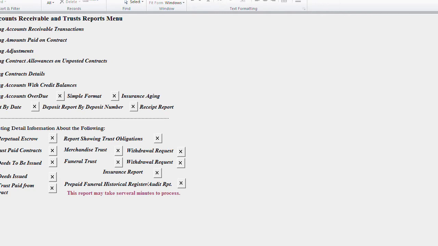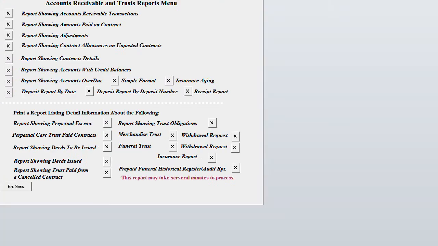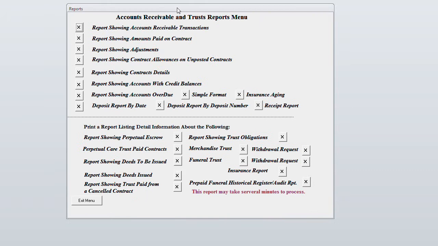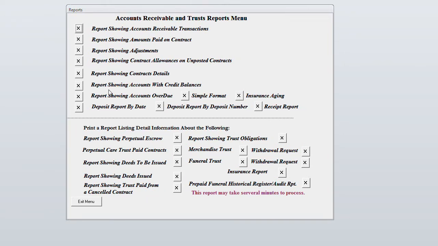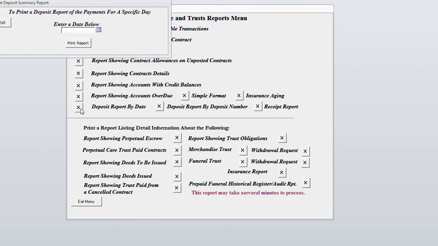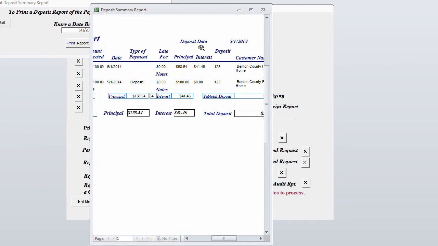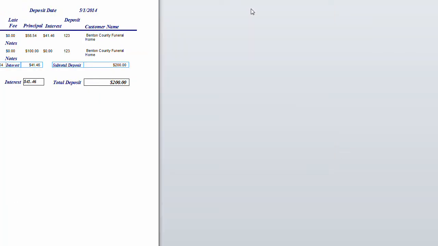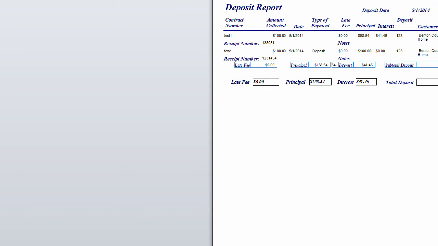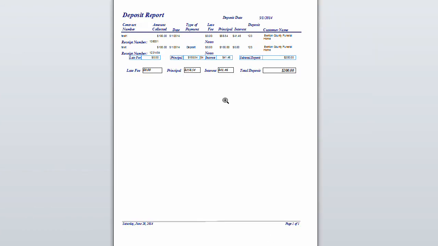Since I had maximized it, let's minimize it again, so it'll be a little bit easier for you to see. Let's also show you a deposit report. Let me pull it over so you can see it as well and maximize it. Now let me bring it across. It's being a little picky. All right, here we go.